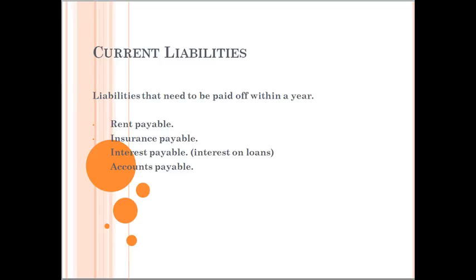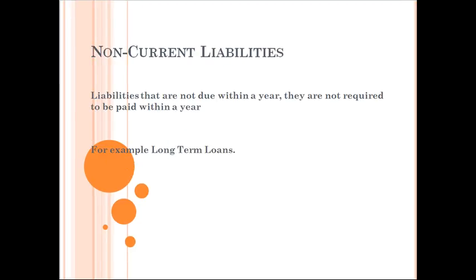Well, they are also known as your creditors. Now, non-current liabilities. Non-current liabilities are liabilities that are not due within a year. In other words, they are not required to be paid within a year. For example, long-term loans. You acquire long-term loans from banks which you do not need to pay within a year. You have to pay, say, in 5 years' time. So this is your non-current liability. Let's move forward.